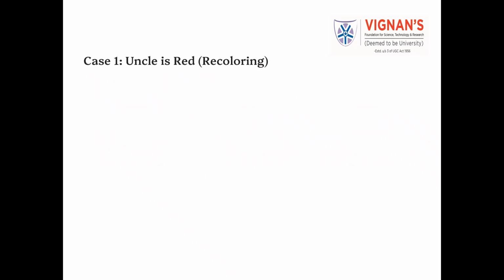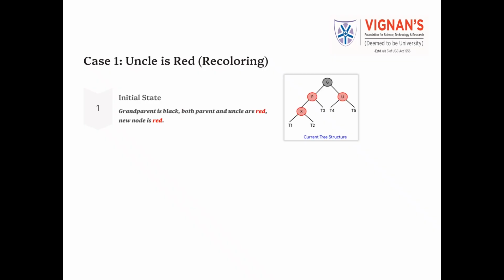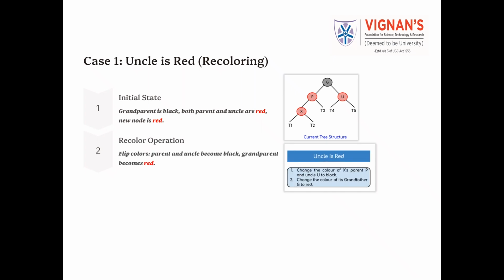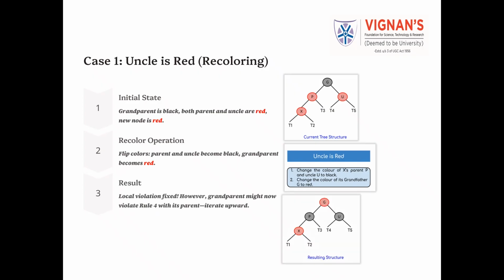Case 1. When uncle is red. Initial state. The grandparent is black. Both the parent and uncle are red. The newly inserted node is also red. Recolor operation. We flip the colors. The parent and uncle become black, and the grandparent becomes red. Result. The local violation is fixed. However, the grandparent may now violate Rule 4 with its parent. So we continue checking upward.